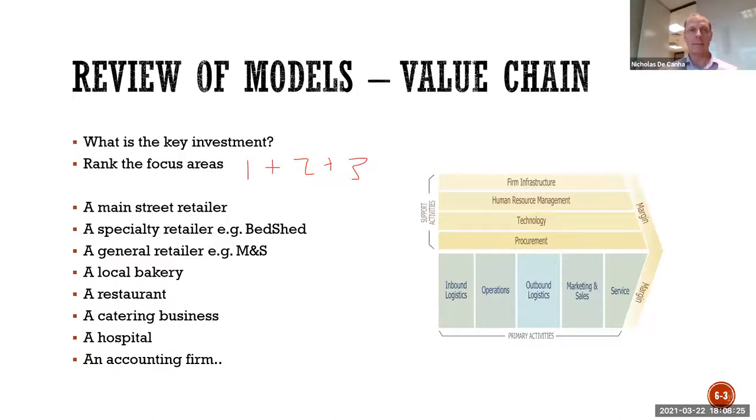I'll put it back up, but I don't know when you break into groups if it's still able to be seen. Nick, are we just supposed to choose one of these businesses to discuss? Or are we going to discuss all of them?